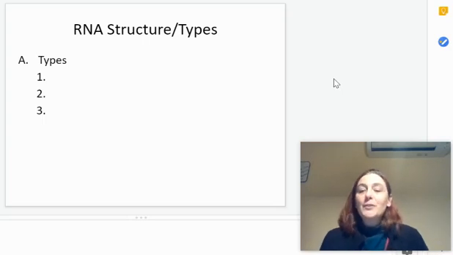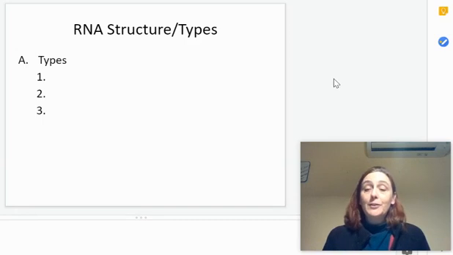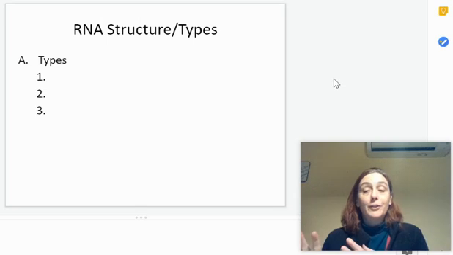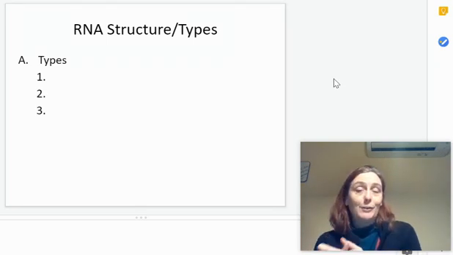Hi, everybody. So last time we looked at the structure of DNA, and I told you that you needed to know the structure of DNA in order to understand how it is that DNA makes you look the way you do, and that's true. But you also need to know the structure of another set of molecules before I can explain to you how DNA actually makes you look the way you do.